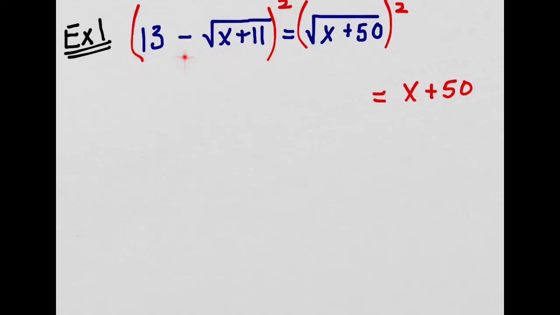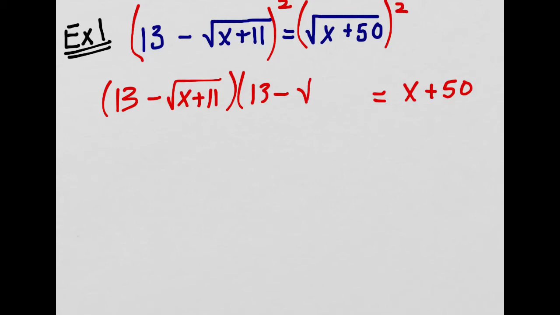So I'm just going to write this out twice. On the left-hand side, I have 13 minus the square root of x plus 11, multiplying with another 13 minus the square root of x plus 11. Okay? So that's what we're working with on the left-hand side. Let me clean this up a little bit to show you that it's now being squared.